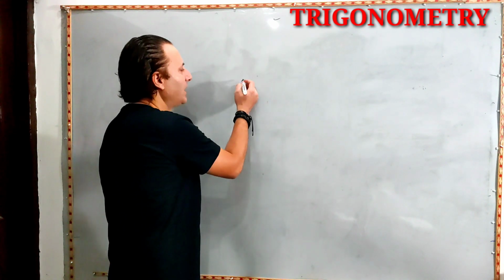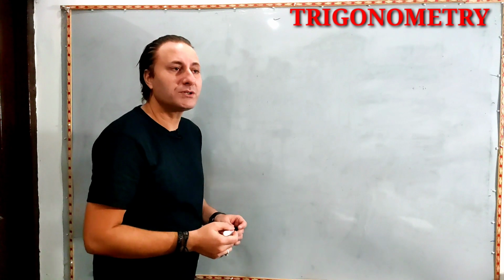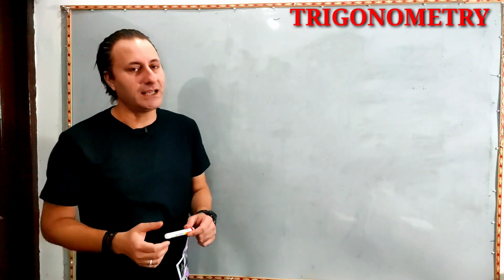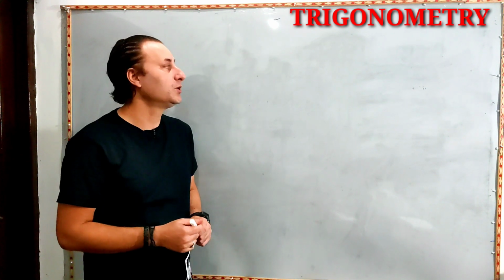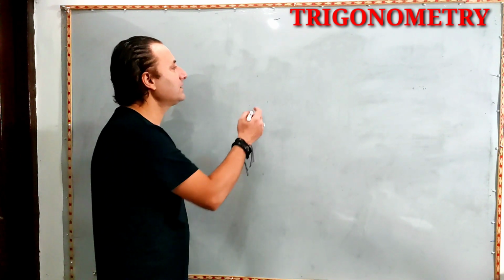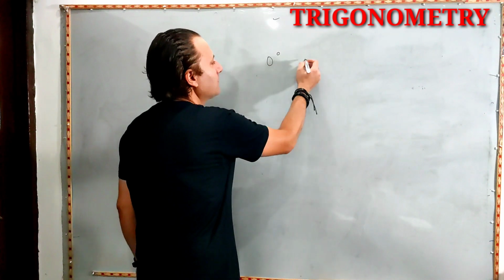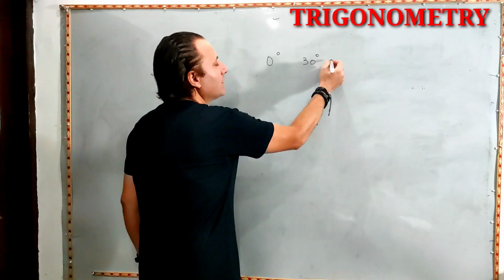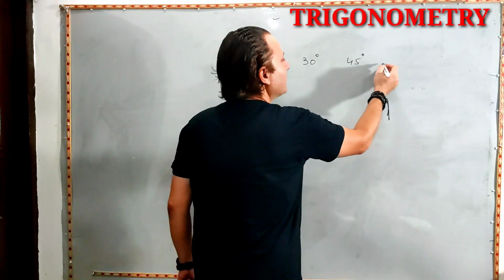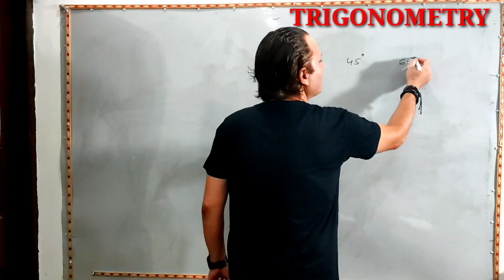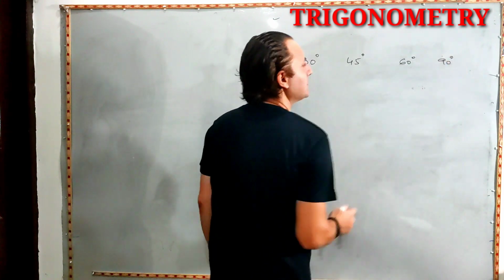All right. So now when we talk about the angles in class 10th, we have a few angles in our syllabus that we need to know the value of. So the angles are 0 degree, then we have 30, 45, then we have 60, and then at last we have 90 degree, right?